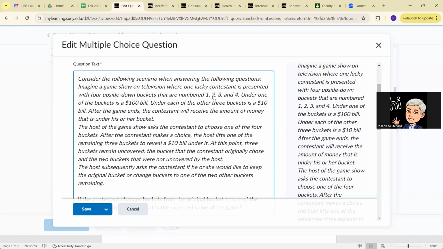If you had chosen bucket two, and then he lifted up bucket four and showed you the $10 bill there, you knew that maybe you chose the $100 the first time, but maybe the $100 is underneath the one or the three. Would it be better for you to switch to one or three, or would it be better for you to keep number two?